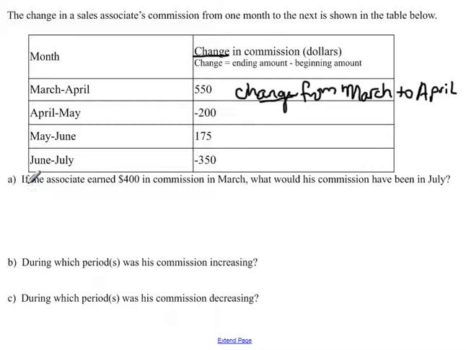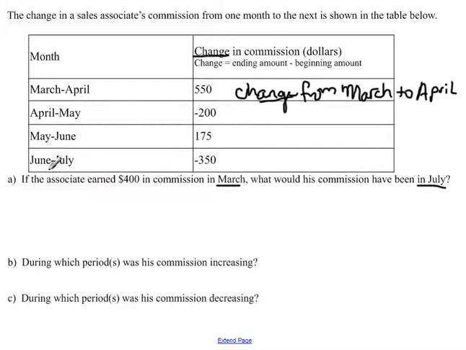In Part A, we're asked if the associate earned $400 in commission in March, what would his commission have been in July? So we're going to have to answer that question. Then we also want to answer during which periods his commission was increasing and during which periods his commission was decreasing. So let's take a look here at Part A.